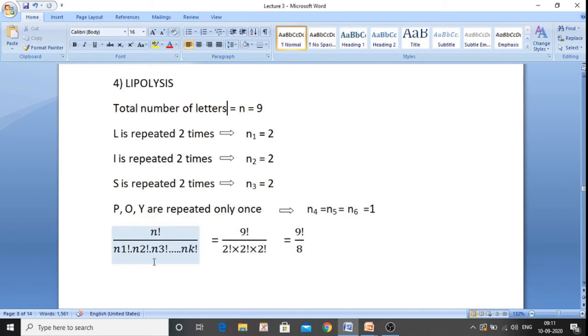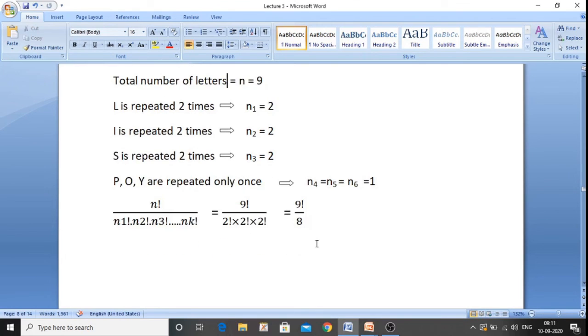Now substitute the values in the formula. That is n factorial, which is 9 factorial, upon n1, n2. So n1 is 2 factorial, n2 is 2 factorial, n3 is 2 factorial into n4, n5, n6, that is 1 factorial. So 9 factorial upon this 2 factorial means 2. So 2 twos are 4, 4 twos are 8. So 9 factorial upon 8. You can do the further calculations.